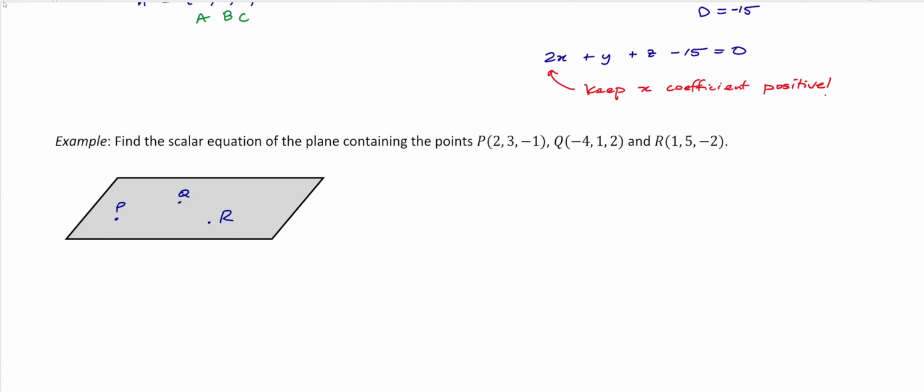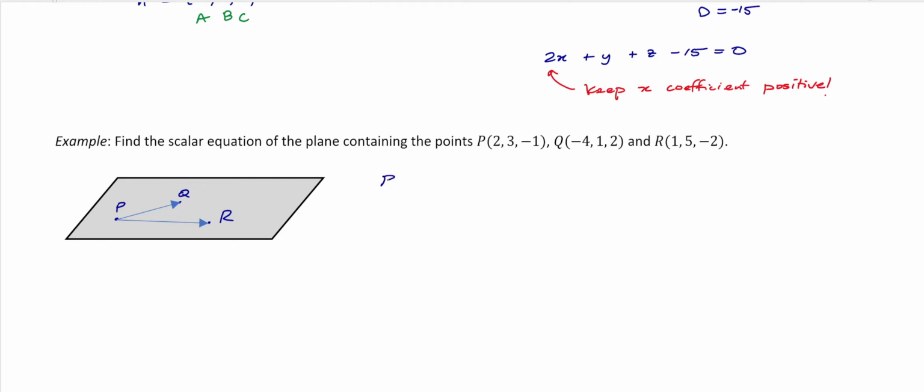So you might be wondering, well, how am I going to get a scalar equation of the plane containing these 3 points? Well, if I have these 3 points, what I can do is construct basis vectors on this plane by connecting P to Q and P to R. Alternatively, I could have done P to Q and Q to R. That would have been fine too. Those are still basis vectors. But I'm just going to do PQ, PR. I'm going to keep the tails together. Okay, so let's go ahead and create those basis vectors.